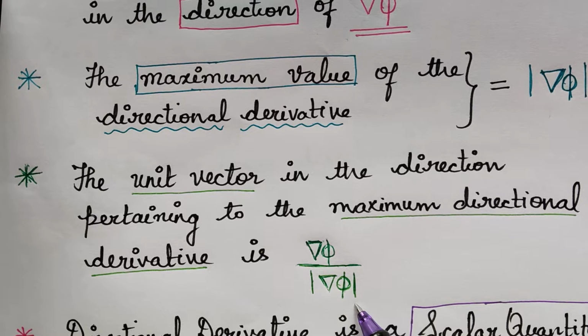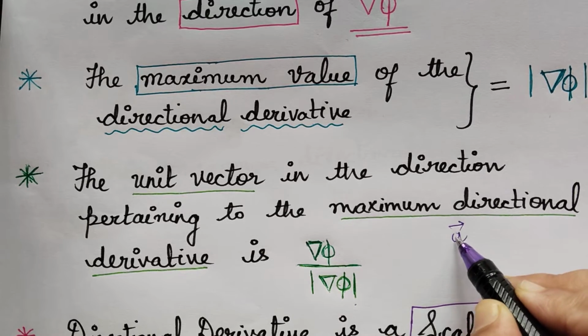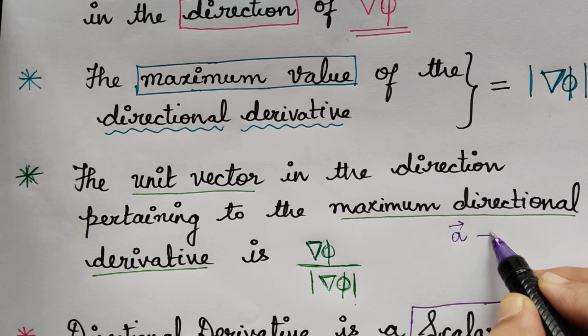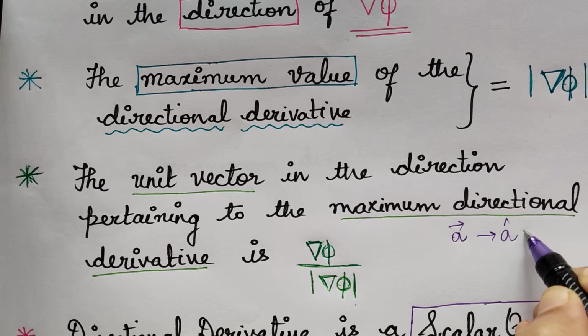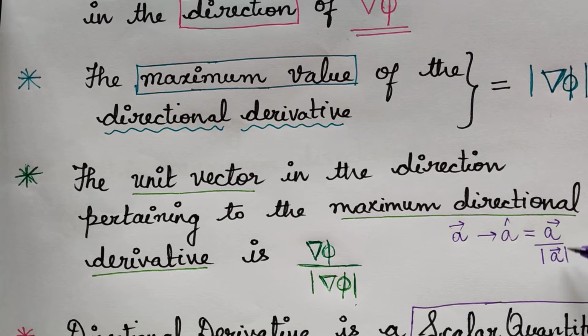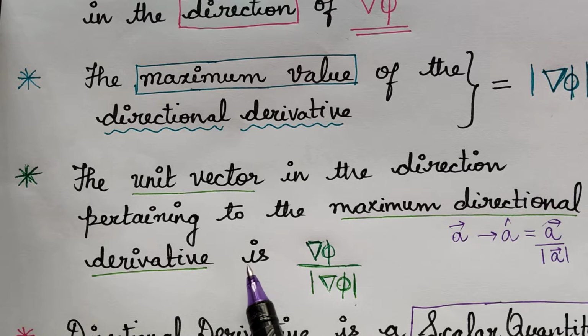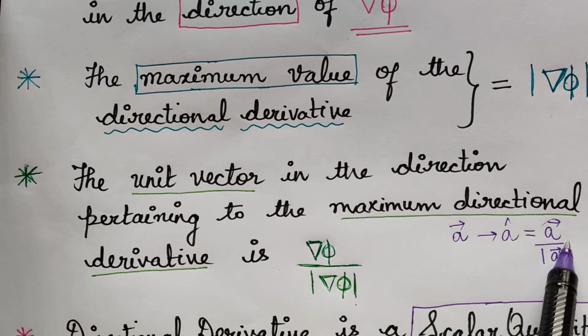modulus of nabla phi. We know that the unit vector of a vector A, suppose if we have a vector A, the unit vector for this is evaluated by taking A cap, which is equal to A vector divided by modulus of A vector. These are the basic concepts of vector analysis. Since this is the unit vector, here the maximum directional derivative is in the direction of nabla phi, and therefore the unit vector in that direction will be nabla phi divided by modulus of nabla phi. It is obtained by this concept.